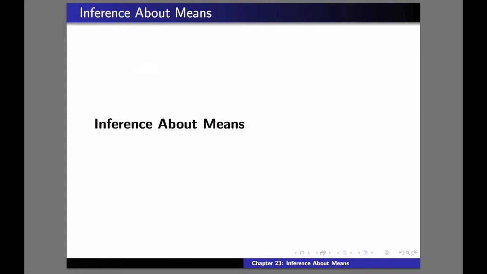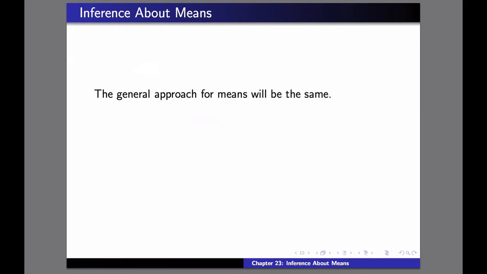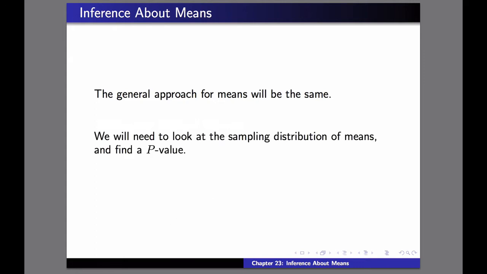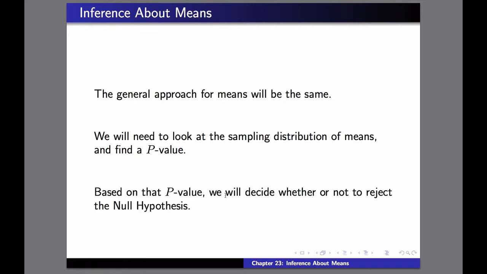And now we're talking about inference for means. And this is actually going to look really similar. It's going to be pretty familiar. So the approach is going to be the same. We'll need to look at the sampling distribution of means and find a p-value. Okay? And then based on that p-value, we'll decide whether or not to reject the null hypothesis.